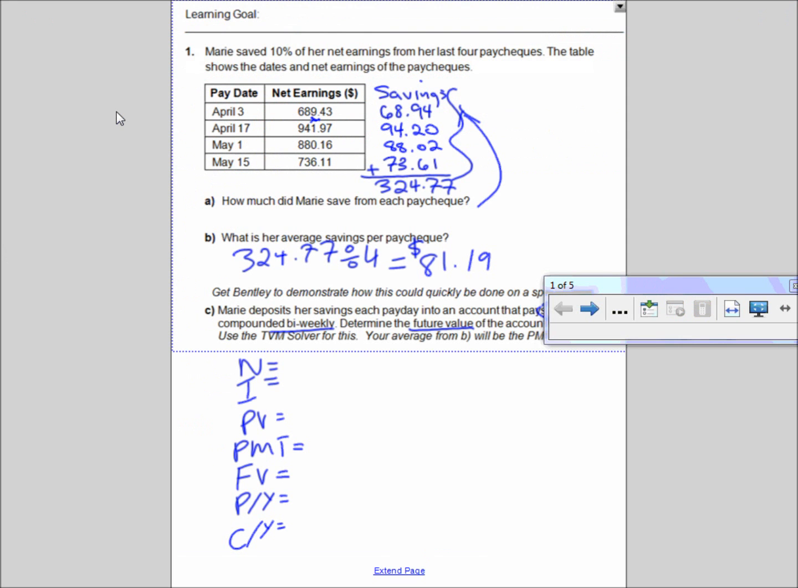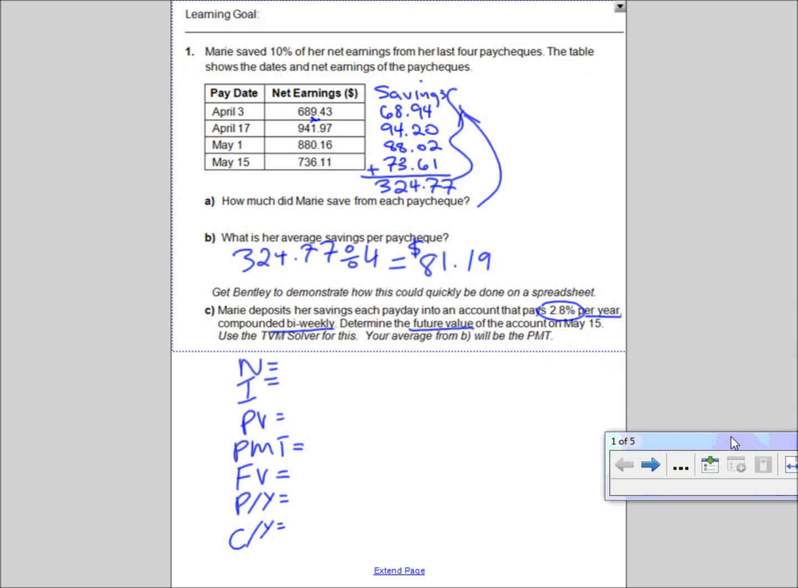So, now we just need to do. It's April 3rd when she starts, and she's doing it every 2 weeks, isn't she? And they're saying April 15th. So we want to determine the future value of the account on May 15th. So, May 15th, how many payments has she made? I think April 3rd.